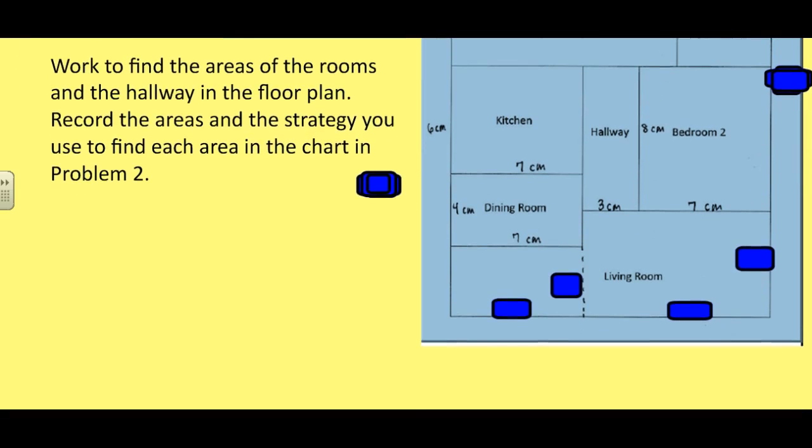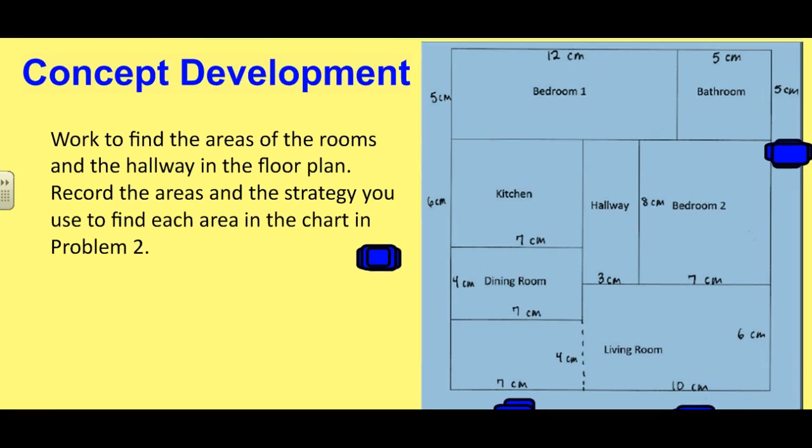And we broke apart the living room. So this part of the living room, this side length is 10 centimeters. And if you notice up here, we've got 7 and 3. So that would have also helped you find the length of this side because 7 and 3 add up to 10. This side length of the living room is 6 centimeters. The other rectangle for the living room, right here, we've got 7 centimeters, and right here, we've got 4 centimeters. So now we have all of the side lengths labeled that we need to have for this floor plan.